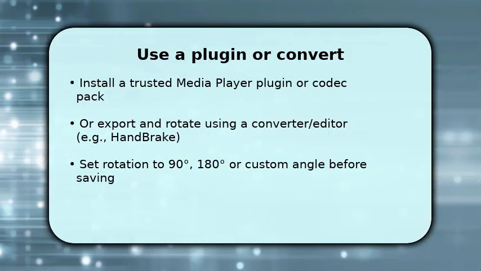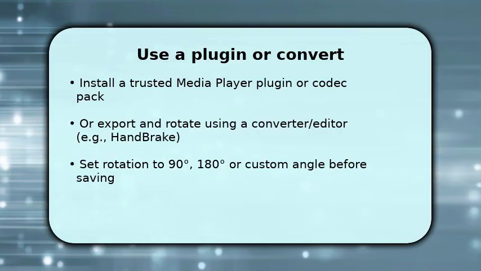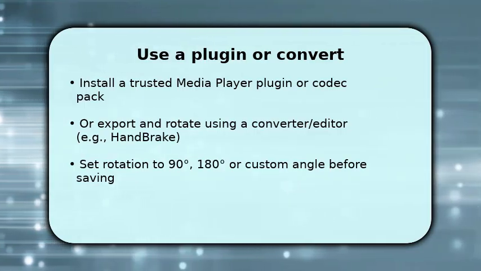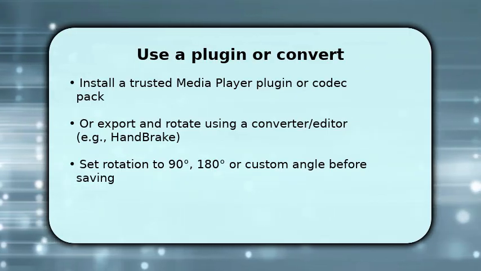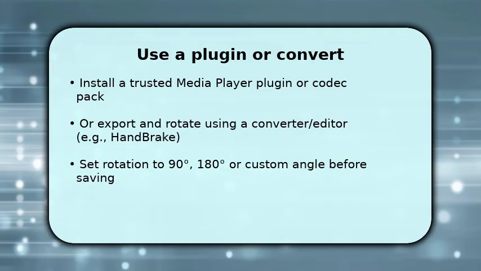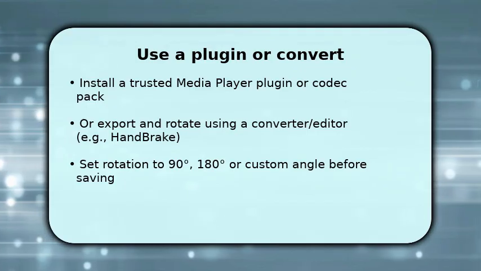View or right-click menus. Alternatively, open the file in a converter/editor, set rotation to 90 degrees, 180 degrees, or a custom angle, and choose output format compatible with Windows Media Player. Make sure to keep resolution and aspect ratio consistent to avoid stretching.